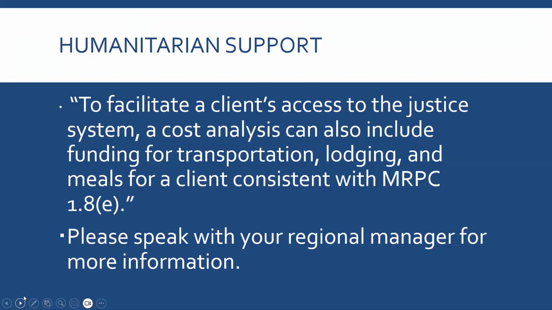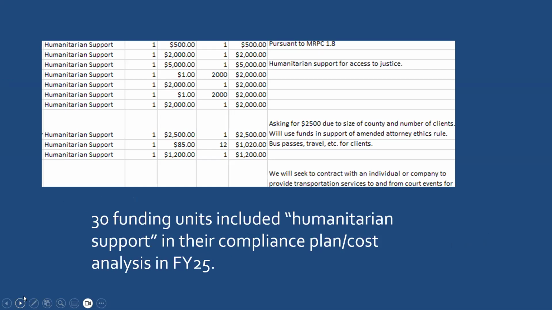Humanitarian support was new last year. This was pursuant to the amendment of the Michigan Rule of Professional Conduct. Here again, just a snapshot of some of these requests from last year, it's pretty average to have somewhere between $500 to $1,000 or $2,000 requested. A lot of times it was just in the form of bus passes, or Uber gift cards for somebody to get to court. That's what that looked like. So, again, we're happy to help you navigate this, but for anybody wondering, where do I even start? How much should I even ask for? This is about what it looked like last year.